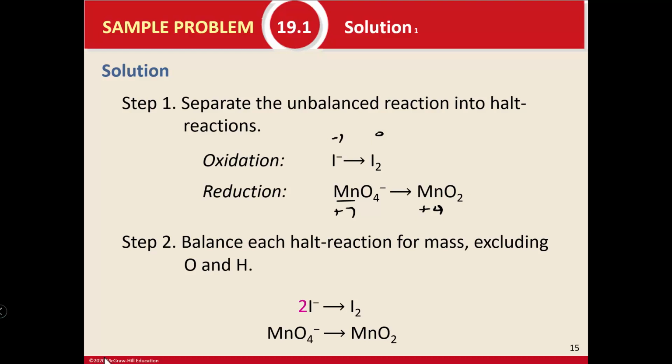So the next thing we do is balance all elements other than oxygen and hydrogen, and so that's why we have to put a 2 here, which is what they show here. So the iodine elements are balanced. Manganese, there's one manganese on both sides, so we don't have to worry about that. They're the same on both sides. Okay. So then we're ready to move on. We want to balance the oxygens. How do we balance the oxygens? By using water. Okay.